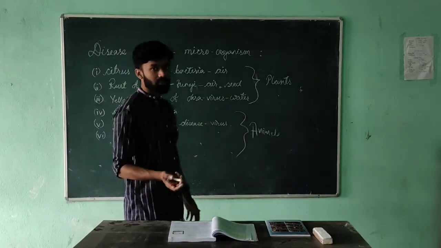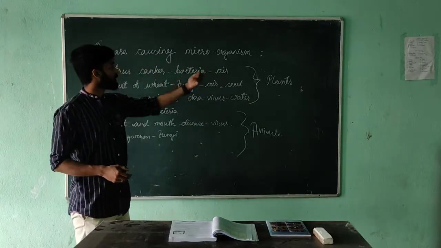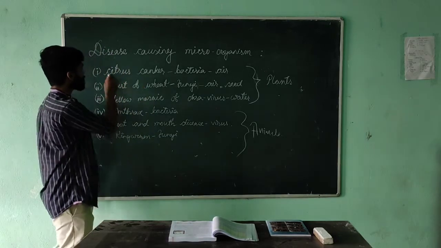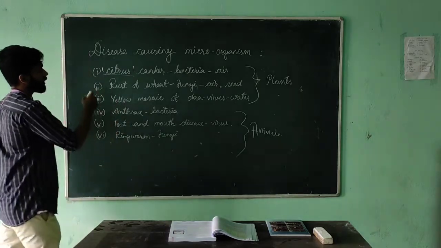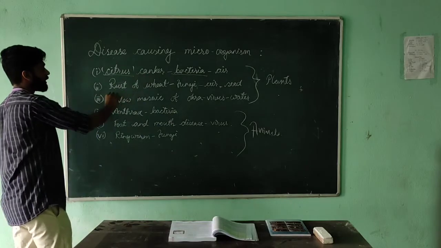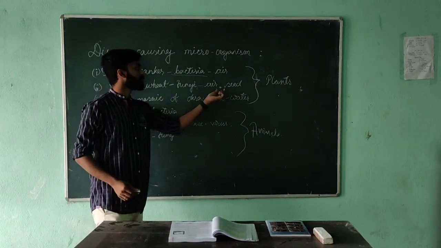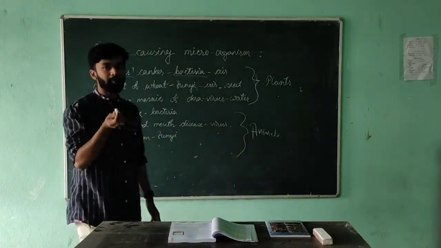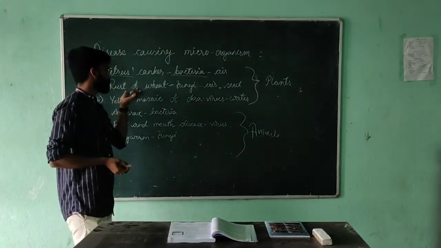It is a disease caused by bacteria. It spreads through air, and it affects citrus plants like lemon, orange, etc. It's not a virus, it's bacteria. The next one is rust of wheat. It is caused by fungi and spreads through air or seeds. Rust means the wheat plant will become brown. That's why it is called rust of wheat.